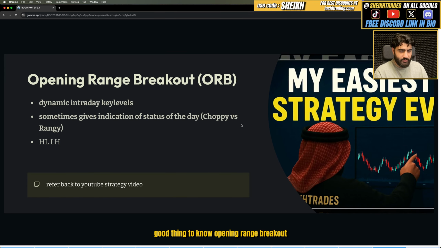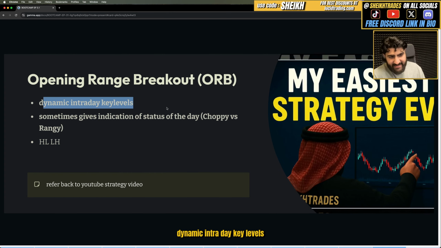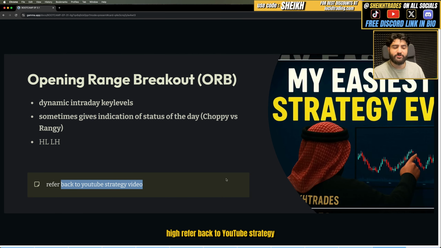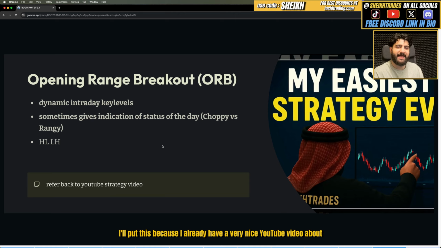Good thing to know. Opening range breakout. Dynamic intraday key levels sometimes give an indication of the status of the choppy first range. High, low, low, high. Refer back to the YouTube strategy. I'll put this because I already have a very nice YouTube video about opening range breakout. And that opening range breakout is something I also use as an indication of the status of the day. Are we going to be choppy, or are we going to see a nice ranging day?